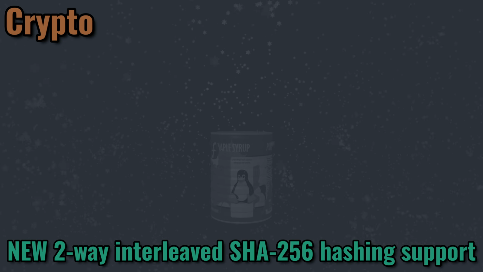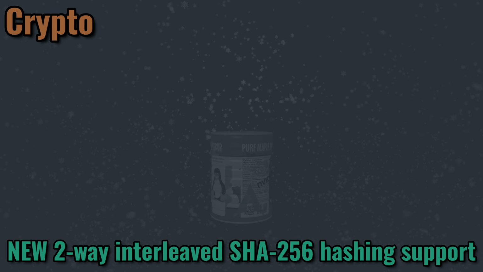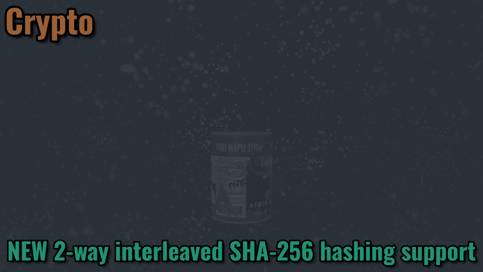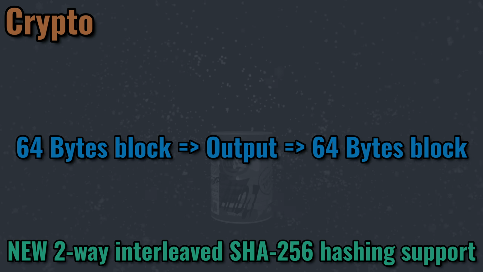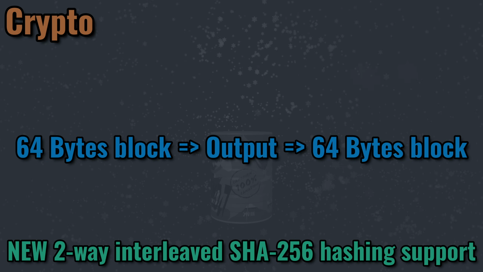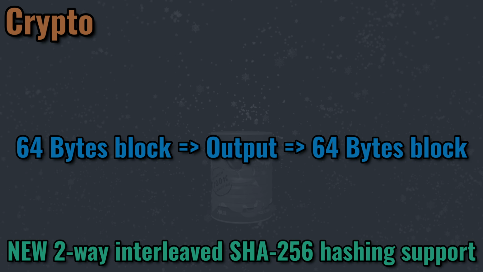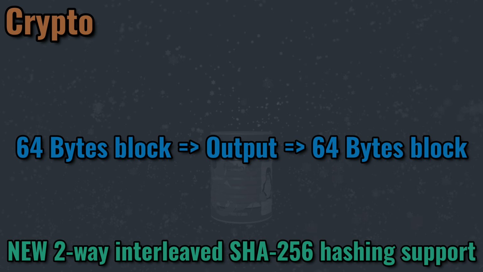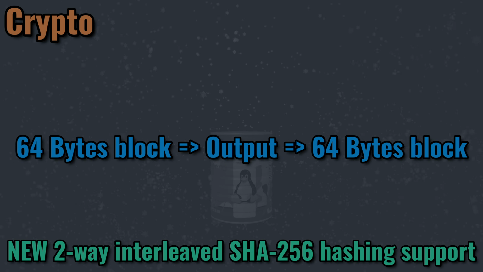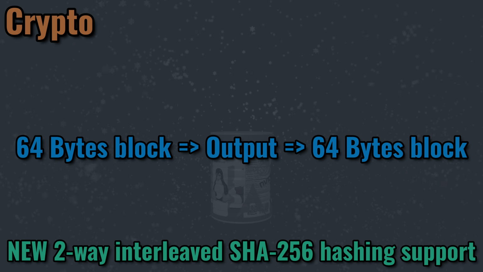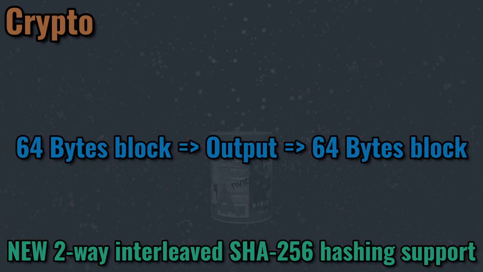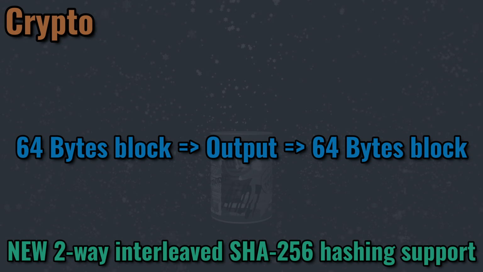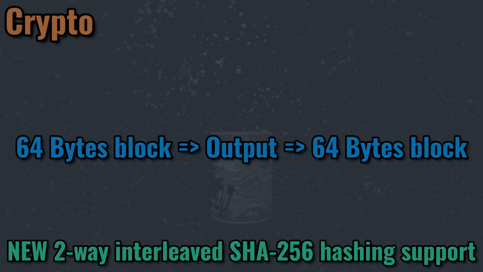Now let's go into cryptography, where we see another optimization using the new two-way interleaved SHA-256 hashing support. So SHA-256 is a serialized algorithm. It works by processing 64-byte blocks, and it requires the 32-byte output of the prior block. So we have that output that we need to keep, and we process the 64-byte block, and then we go to another 64-byte block using the prior output.